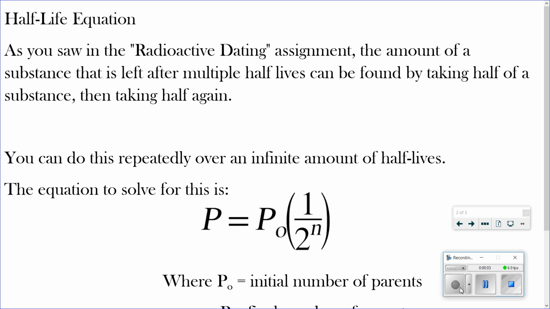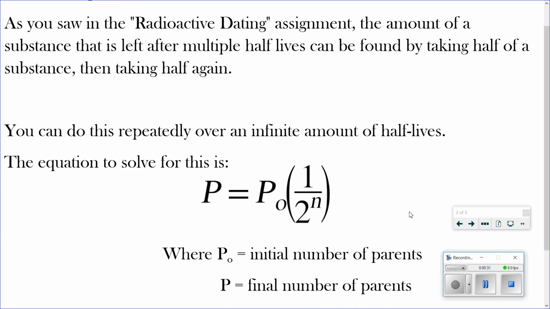Okay, this is to introduce you to the equation we can use to calculate half-life. We did this two different ways already. We modeled half-life using polonium and cubium. You did the radioactive dating assignment, where you found that you could find the half-life by taking half of the amount of something, then take half again, and you can do this as many times as you need to. Well, there's an equation that we can use that does this process for us simply, and here's the equation.